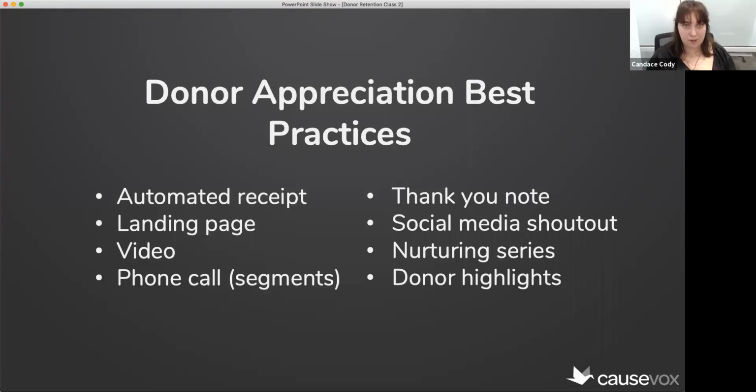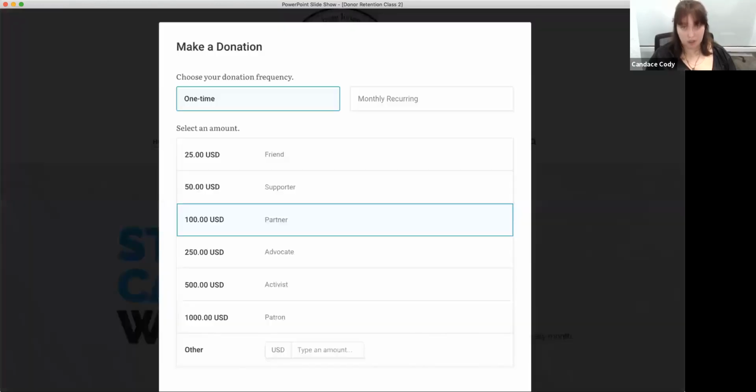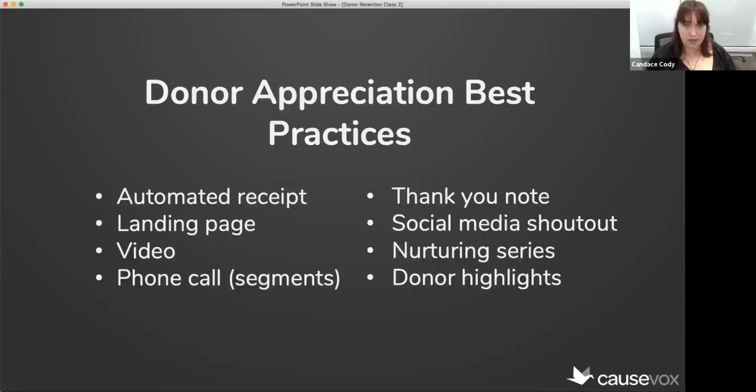So a few best practices to show donor appreciation, and really at the heart of this is that donors want to be appreciated, and not acknowledged very quickly after their donation. It's super, super important for you to have a plan in place. So one of the ways to do this is through the automated receipt, through whatever donation form that you're using.